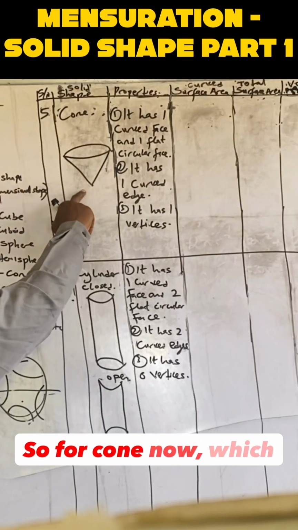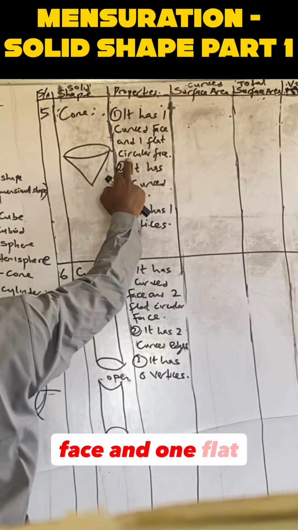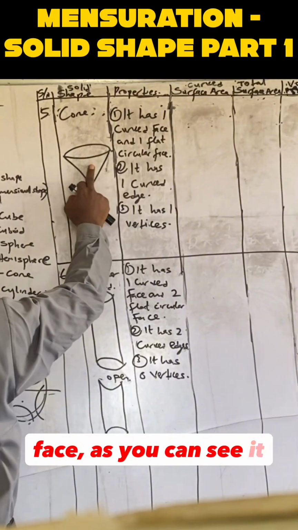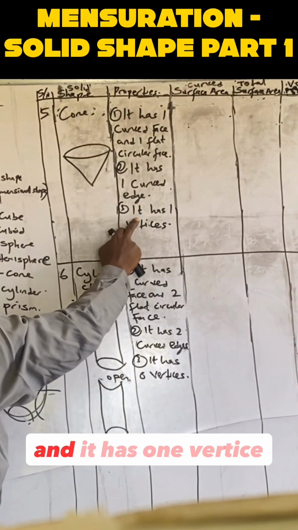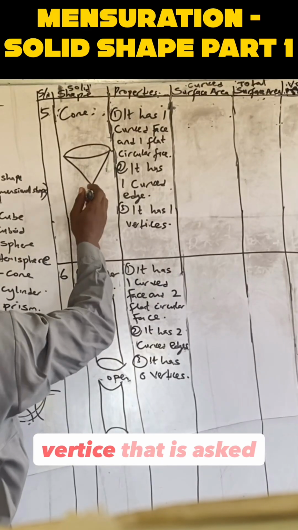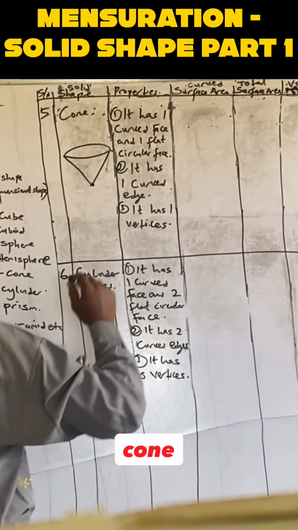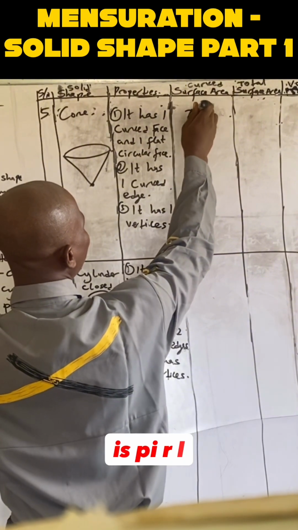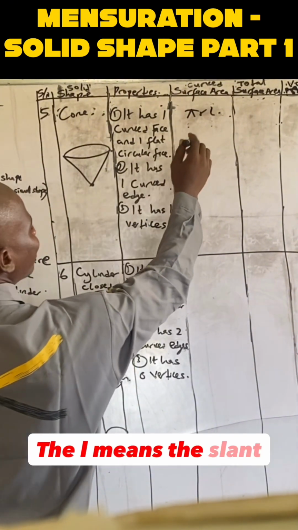So for cone now, which is the 5th one, it has 1 curved face and 1 flat circular face, as you can see it now. It has 1 curved edge and it has 1 vertex. This is the only 1 vertex that it has. So that is for cone. The curved surface area of a cone is pi r l. The L means the slant height.